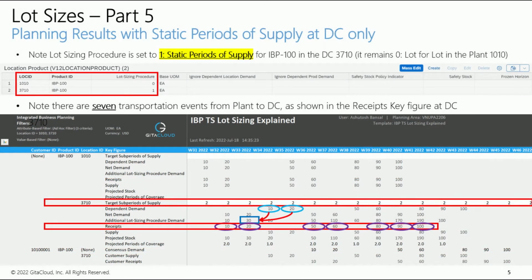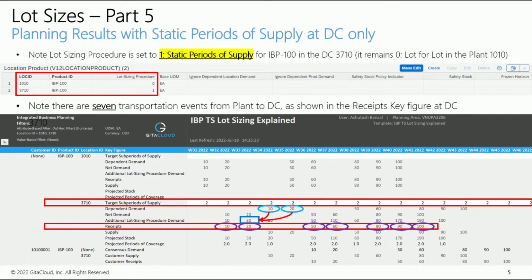See the planning results with lot sizing procedure at the DC changed to 1, static periods of supply. We left the plant with the same lot sizing procedure 0, lot for lot. Let's review results in week 33. IBP plans for the additional lot sizing demand of 30 units in week 33, to cover for dependent demands in week 34 and 35. This is due to the 2-week coverage span.